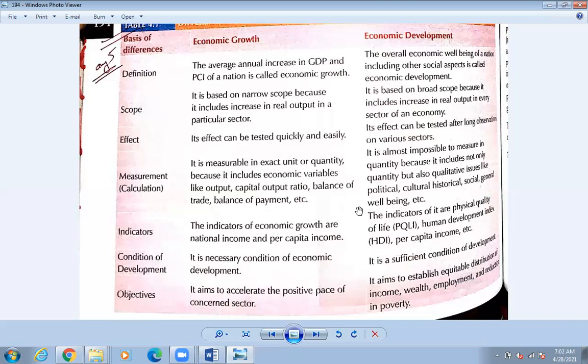Okay, so in economic development, its indicators are PQLI, that is physical quality of life index, we will study that later. So human development index, that is also in these topics later. Okay, so qualities, what are the different indexes, that is there. Okay, so we will study that later. So physical development index is there, per capita income is there. So these are the measurements, these are the indicators which will say that our country is really developed. Our economy has really developed, our economic growth has happened, these factors show that.